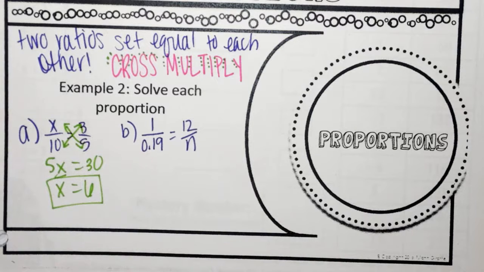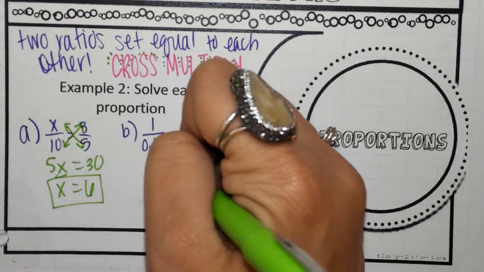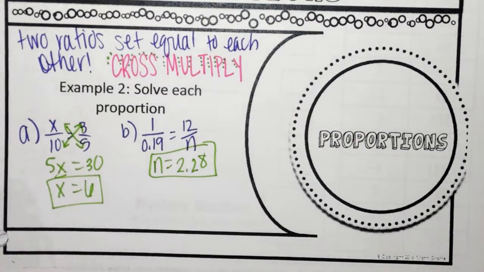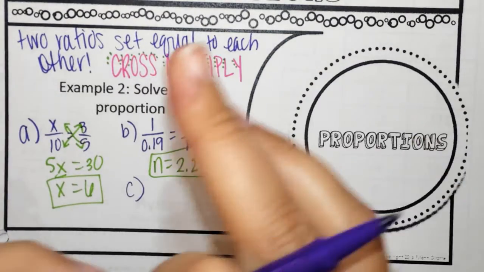What did we get? 2.28. Did we all get 2.28? Because you just multiply. Now, what if I did this to you? Are you ready? Brace yourselves.